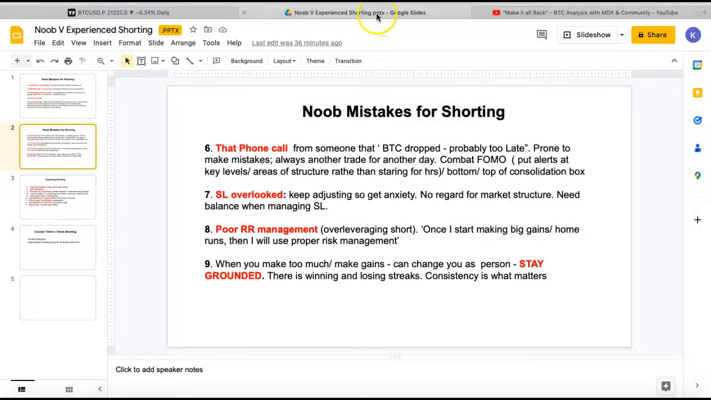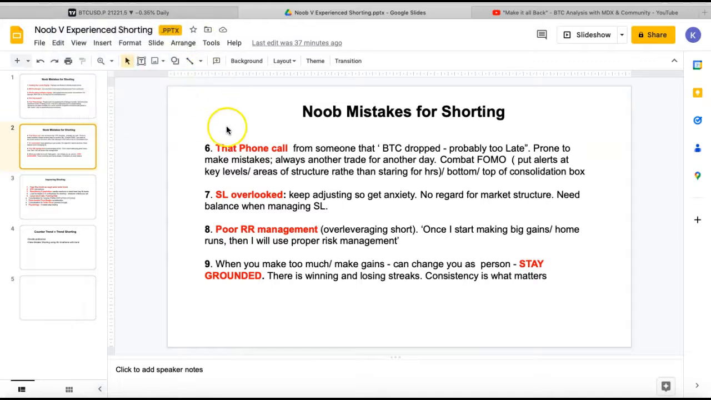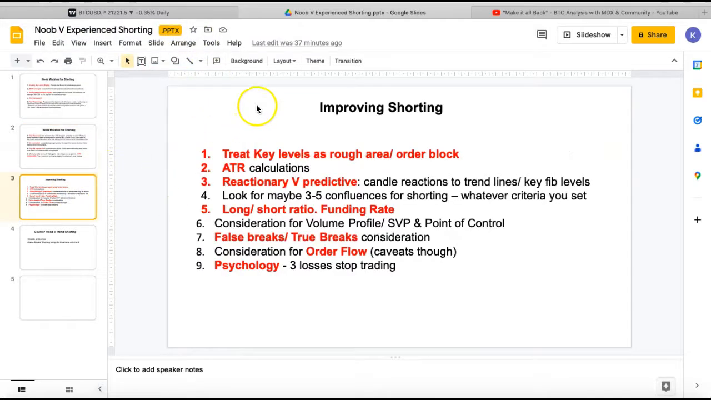And it's just about not getting too excited when you've won a trade and not getting too unhappy when you've lost a trade. It's just trying to have that emotional control and staying neutral. But a lot of that does come with time, really. So now I'm just going to talk about certain ways to improve shorting as well, and I'm going to go a bit more on the charts.